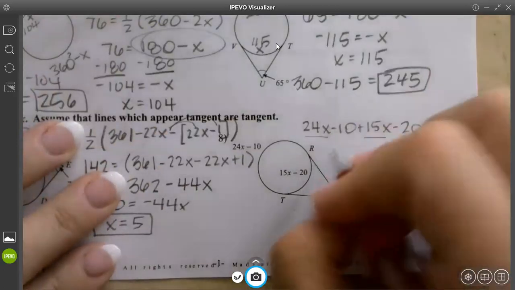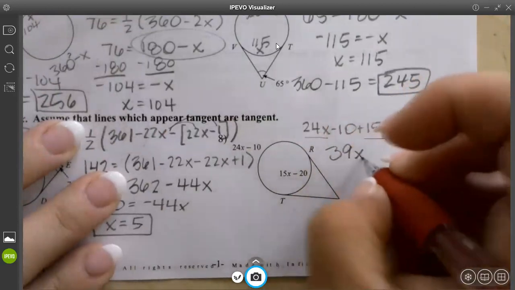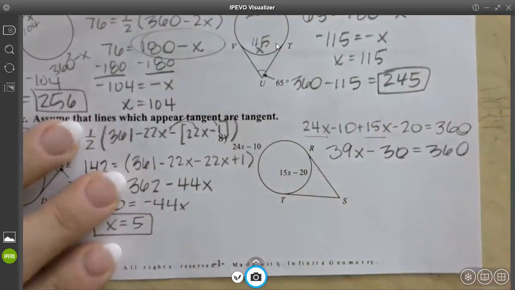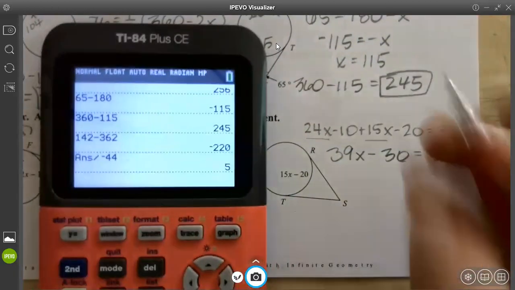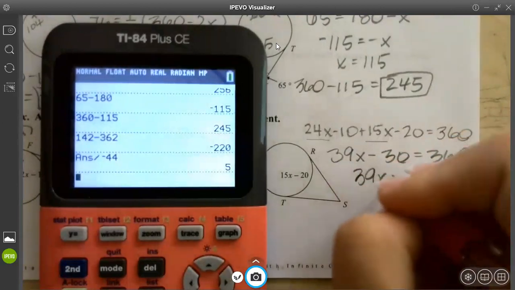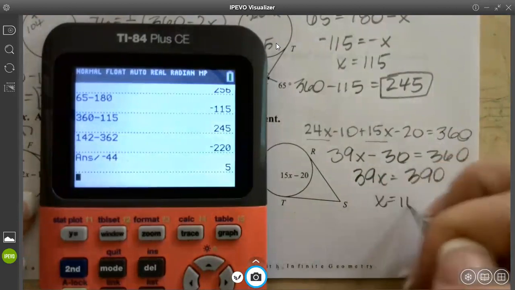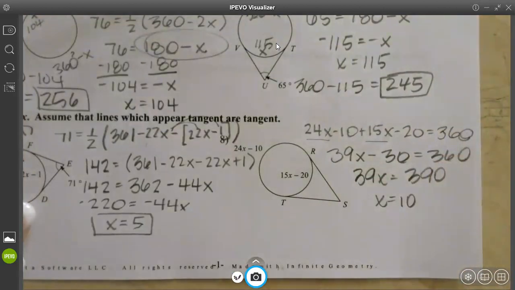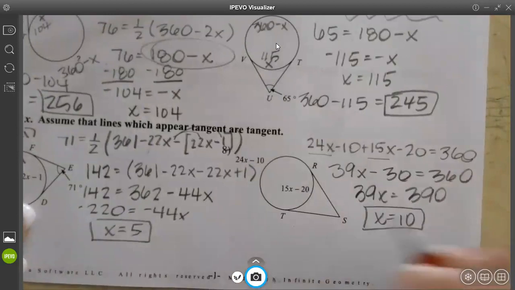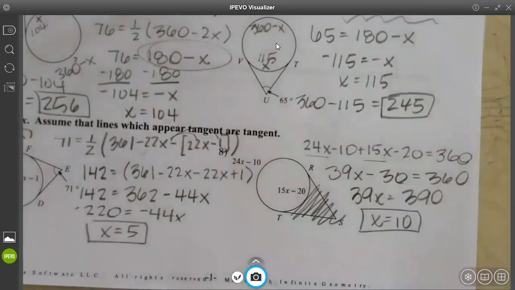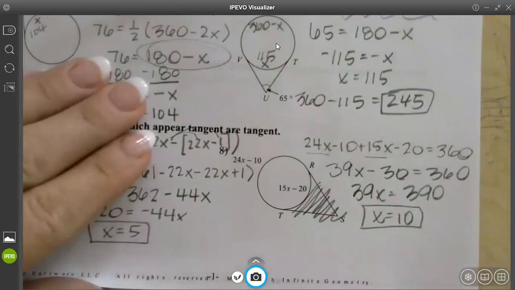24 plus 15 is 39x. Negative 10 minus 20 is negative 30. We're going to add 30, so we get 39x equals 390. Divide by 39, and we get 10. And again, all it said was solve for x. So we're done. So don't use anything that you don't need. Remember yesterday we were marking out some stuff that we didn't need because they were trying to trick us. Any questions on the front page? Same formula.